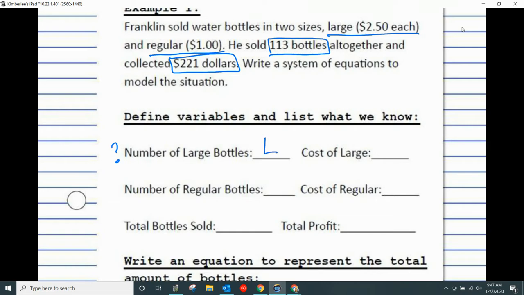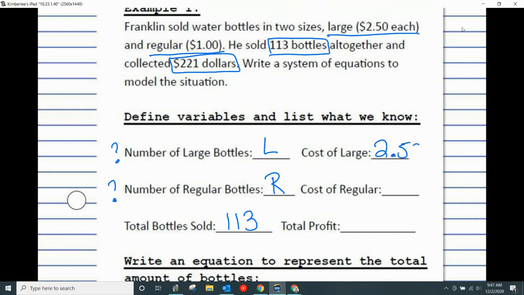That's a good variable. Do I know the number of regular bottles? No. So again, I'm going to pick a variable. I'll pick R. Do I know the total bottles sold? Well, yes, I do. I know that he sold 113. Do I know the cost of a large bottle? Yep, they told me it was $2.50.